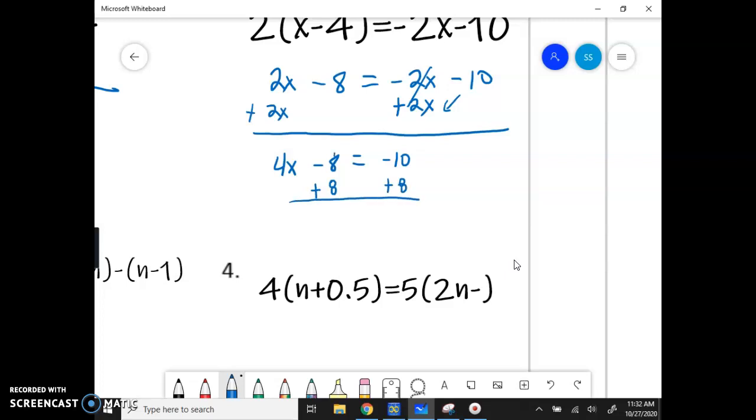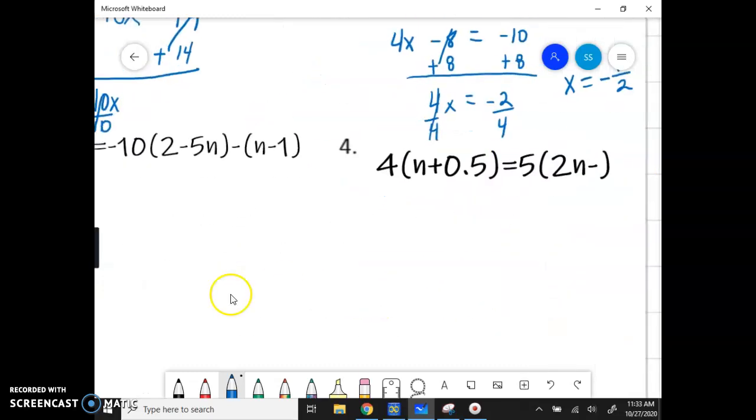All right, this side, the 8's cancel. You're going to drop down this 4x is equal to -8 plus 10. That's going to be -2. All right, last step, divide by 4. 4 divided by 4 is 1. So I'm left with 1x is equal to -2 divided by 4. Just going to reduce this down to -1/2. Okay.